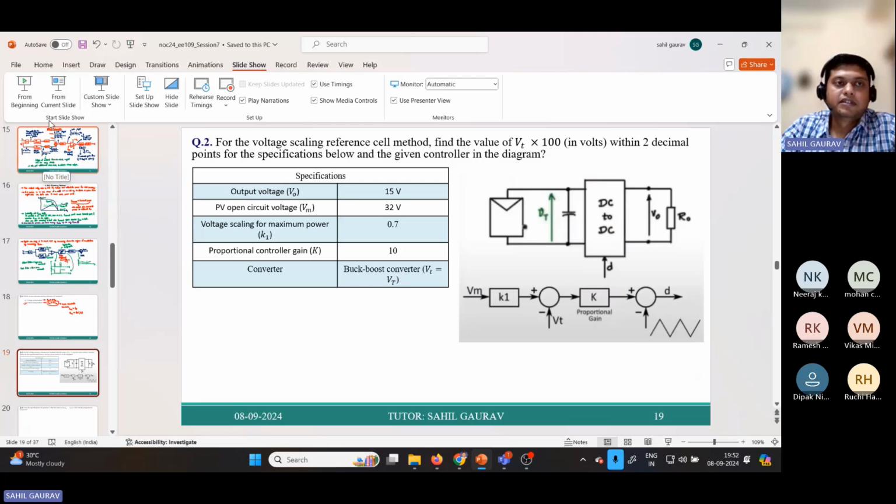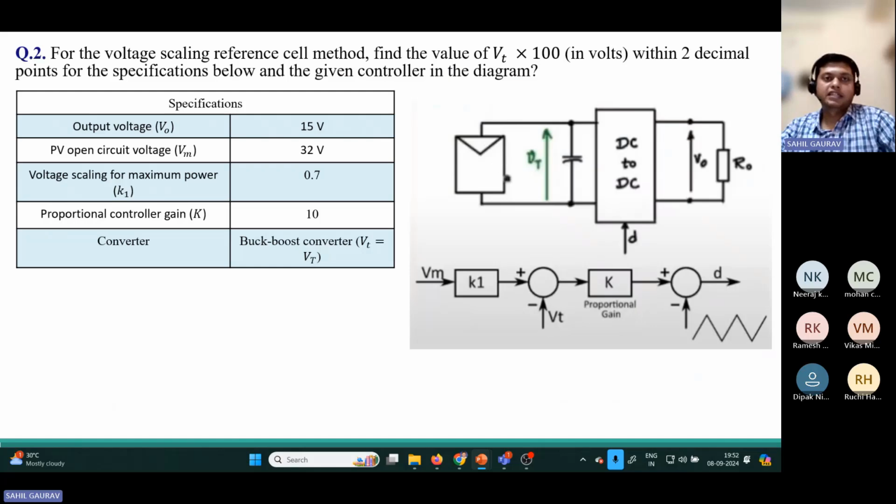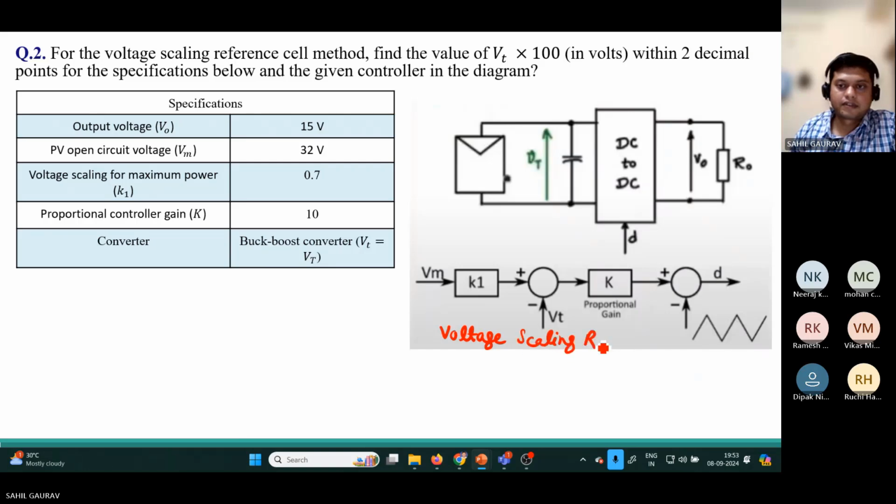So let us come to the second problem. For the voltage scaling reference cell method, find the value of VT multiplied by 100 in volts, within 2 decimal points, for the specification below and the given controller in the diagram. Here you have the diagram and the specification is also given. We have to find this value VT multiplied by 100, using the voltage scaling reference cell method. So here this is the maximum power point. No, this is not the maximum power point, this is the open circuit voltage.